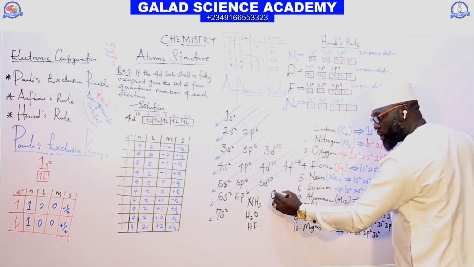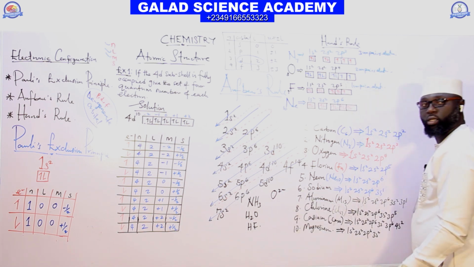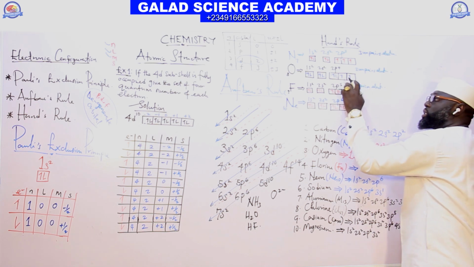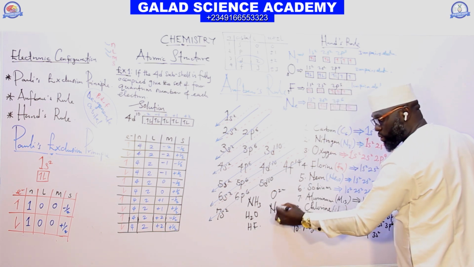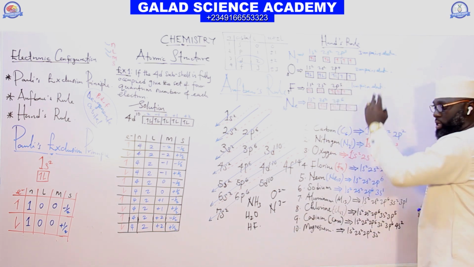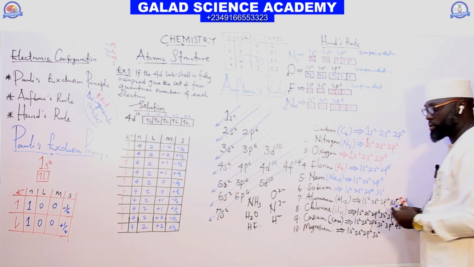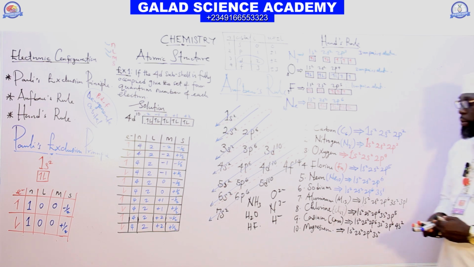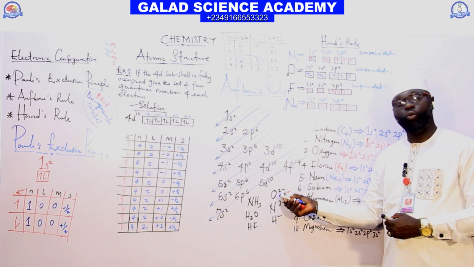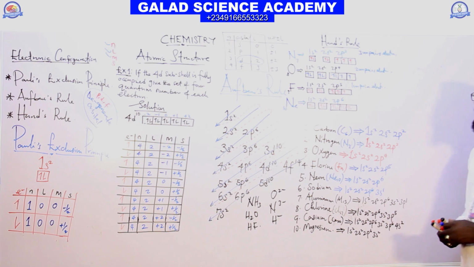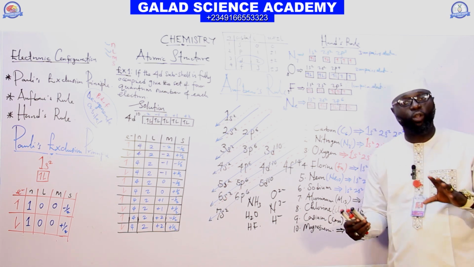And oxygen is always 2 minus, because it needs 2 electrons. Nitrogen can also be 3 minus. We can also have hydrogen as 1 minus. 1 unpaired, 3 unpaired, 2 unpaired electrons.